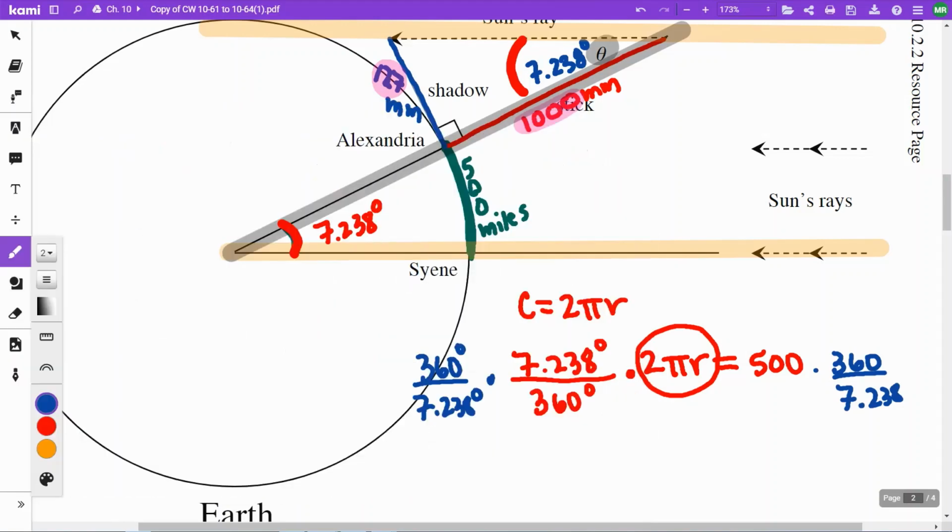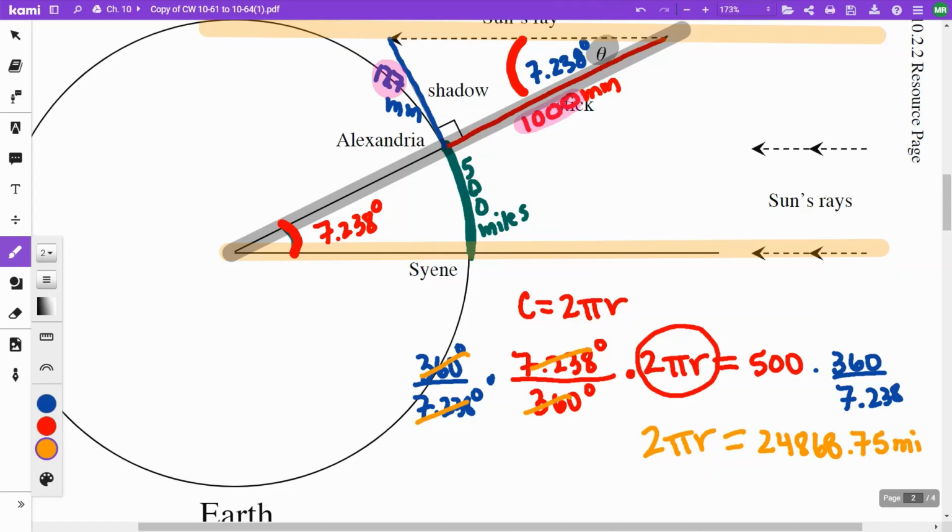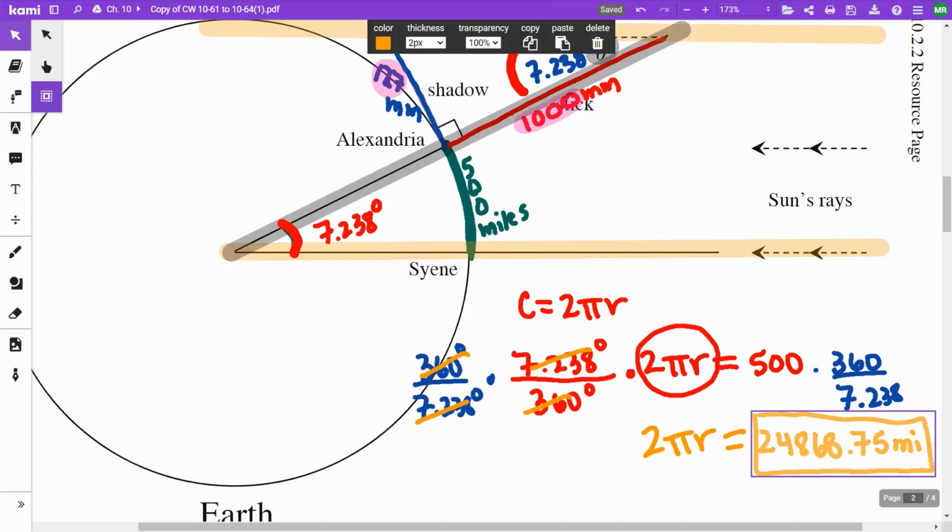Let me jot that down. What ended up happening here is this and this canceled, and this and this canceled. That's why I multiplied by the reciprocal. I was left with 2 pi r, which is our circumference. On the other side, that's what I put into the calculator, and that gave me 24,868.75. And that is our circumference. So I'm just going to copy this little piece right here.